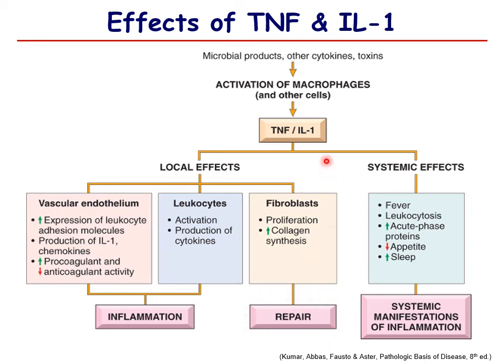The systemic effects of TNF and IL-1 include fever, increased production of leukocytes in the bone marrow, and increased production of acute phase proteins in the liver, as well as other symptoms such as decrease in appetite and increase in sleep. These systemic manifestations of inflammation are observed even when the acute inflammation is localized.